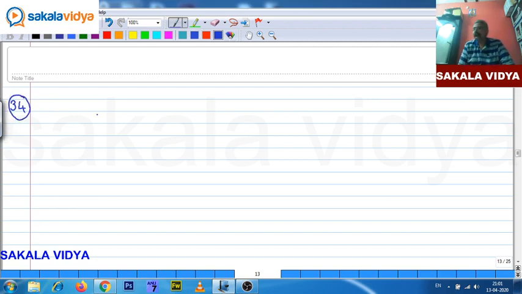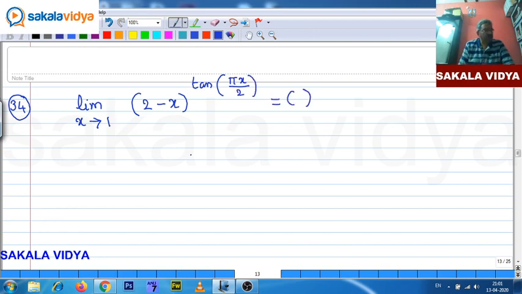Thirty-fourth question. Limit x tends to 1, (2 minus x) whole to the power of tan of pi x by 2 equals to, this is the question.